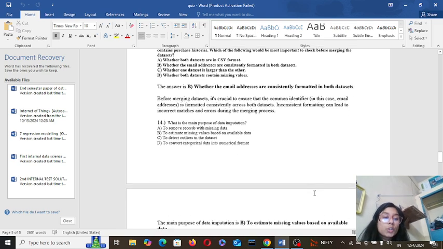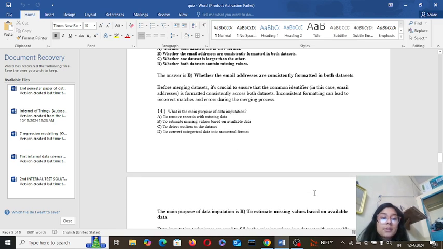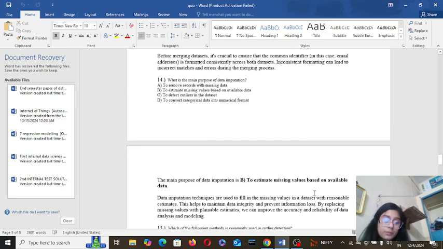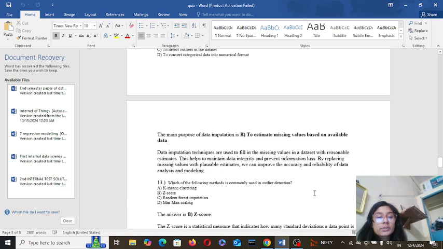Then we have the 14th question, which is, what is the main purpose of data imputation? So the correct option is B, to estimate missing values based on available data. Data imputation techniques are used to fill in missing values in data sets with reasonable estimates.